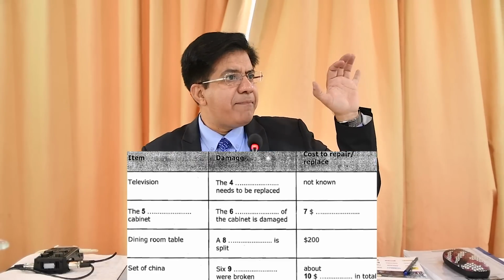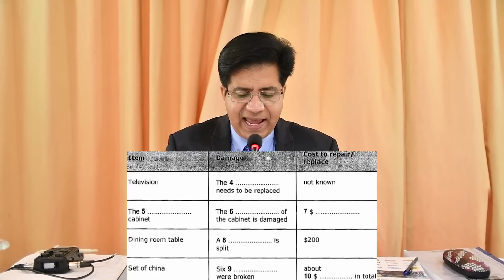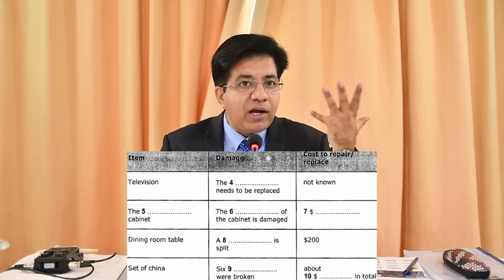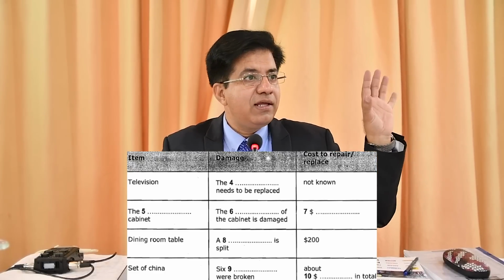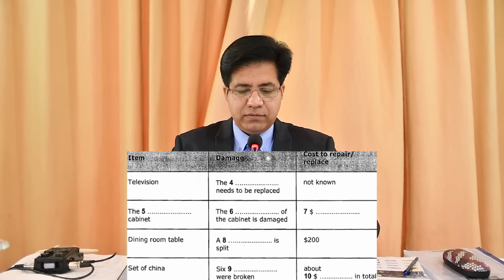Now just imagine a cabinet. Cabinet has doors and other stuff like that, okay? The dash of the cabinet is damaged. It's the part of a cabinet which is damaged, right? For damaged, they might use the word broken or anything else. Let's see. And what is the extent of the damage?